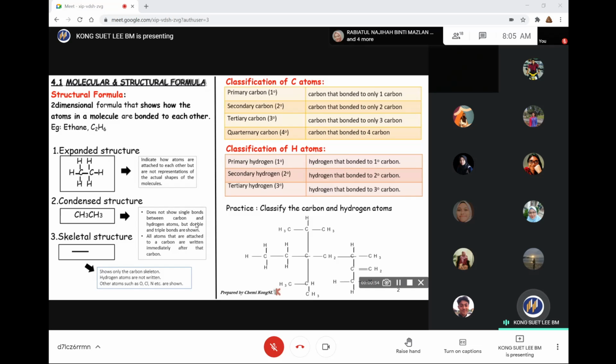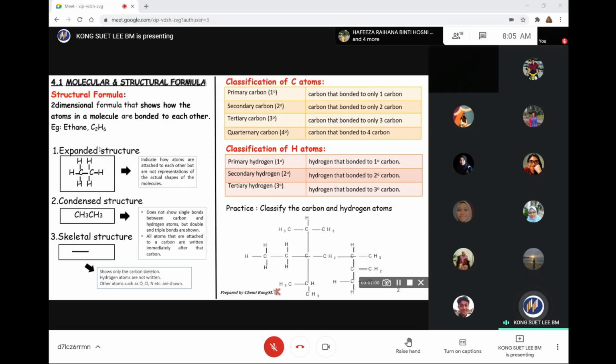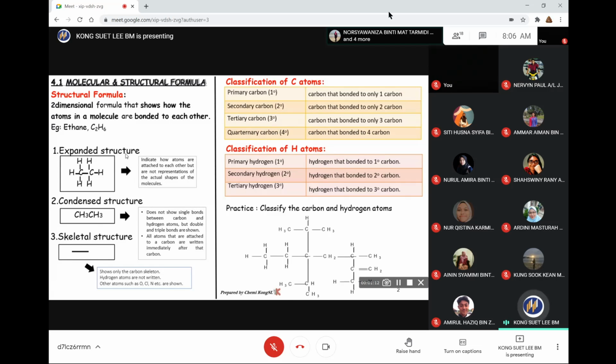So this is the summary for 4.1. What do you need to know? First of all, you must know what is molecular and what is structural formula. For example, C2H6 is the molecular formula. The name of this molecular formula is ethane. So we can show this structure in expanded structure, condensed structure, or skeletal structure.